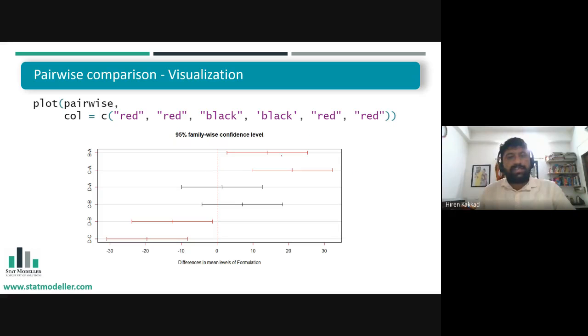Now if you want to visualize this pairwise comparison, we can use plot of this pairwise object. Then you can see here D and C has a significant difference, and D and B has a significant difference, because it is not intersecting with the 0. But the others are intersecting with the 0, so there is no significant difference in those pairs. That is what we can conclude.